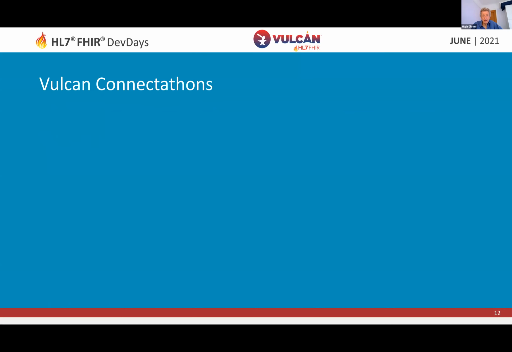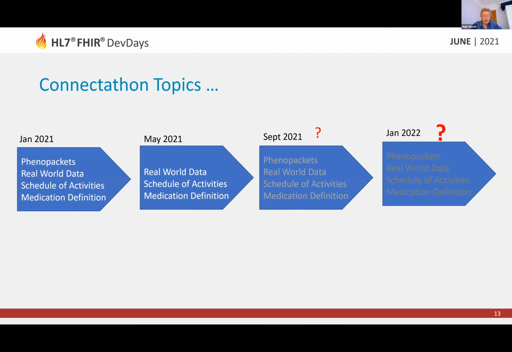Now, I mentioned Vulcan Connectathons earlier on. We ran 4 in January, so the 3 I mentioned before: FHIR packets, real world data, schedule of activities. We also ran the one for medication definition. So that's a whole set of additional resources that are about the identification of products. 3 of those tracks ran again in May this time. I expect that all 4 of those tracks will run in September. I suspect that all 4 of those tracks will run again in January. There will probably be some additional tracks going in there as well.